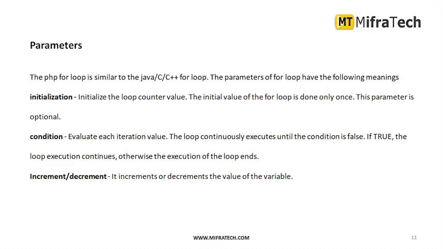The initialization is optional, but the condition and the increment or decrement are important, as the condition executes repeatedly. In the for loop, the loop continues iterating. If the condition is true, it will go to the increment and again get to the condition. When it is false, the loop will end.